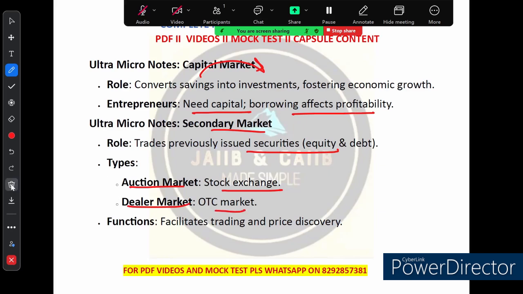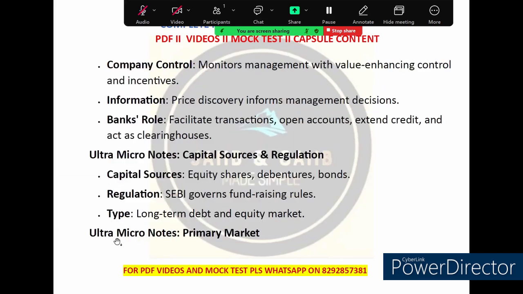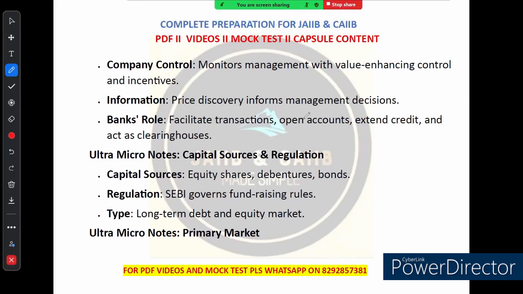The third thing is function. So the function of the secondary market: it helps set prices for the security and monitors management. It keeps an eye on how companies are running. It encourages better management and decisions. Next is bank role. Banks help by managing accounts, offering credit and ensuring transactions go smoothly.